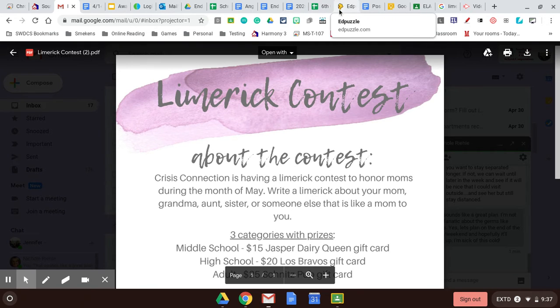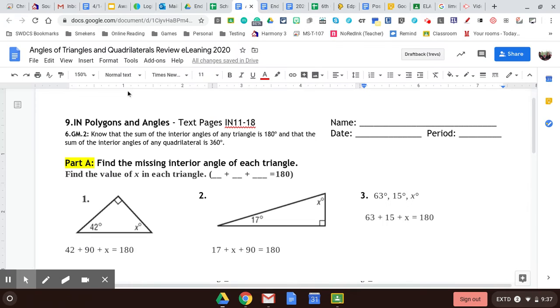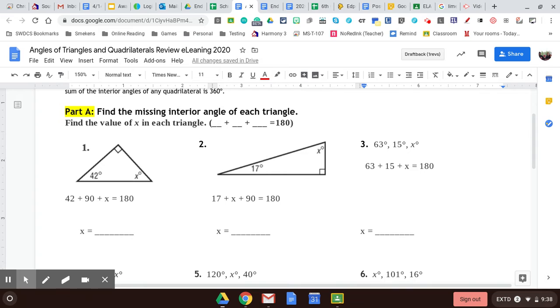Now back to our final math lesson. We're going to do two parts here, some with triangles, some with quadrilaterals. Remember, when it comes to a triangle, tri means three. That means that there's three angles, and triangles have to add up to 180 degrees.